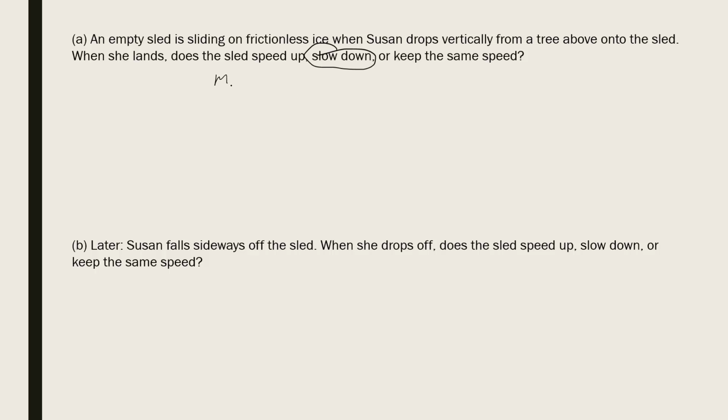So if you were going to calculate it, you would have the mass of the sled times its velocity equals, so this is our initial momentum. You would set that equal to the final momentum, which is the mass of the sled plus the mass of Susan, all of that combined, times a new velocity. We'll call it v prime. This is going to be a bigger mass, so you can divide that and this will come out smaller.